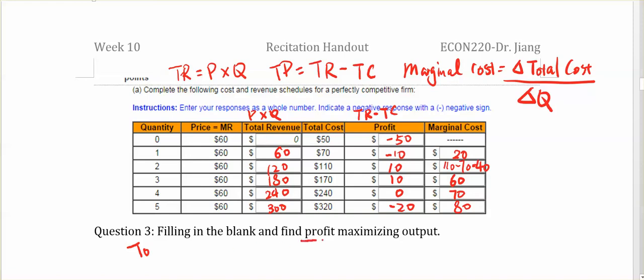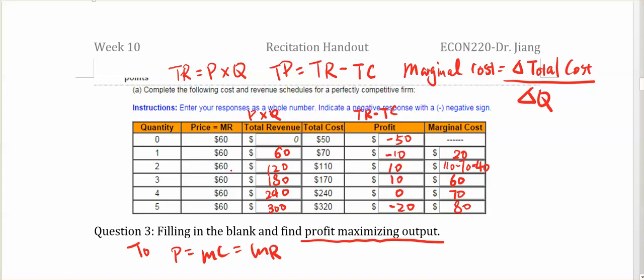The next question asks us to find the profit maximizing output. In the previous question, I also emphasized that the characteristic of the competitive firm is how they maximize the profit. That is, price equals marginal cost equals marginal revenue. So now we want to find which row has price equal to marginal cost equal to marginal revenue. In this question, we know the marginal revenue equals price, which equals 60.